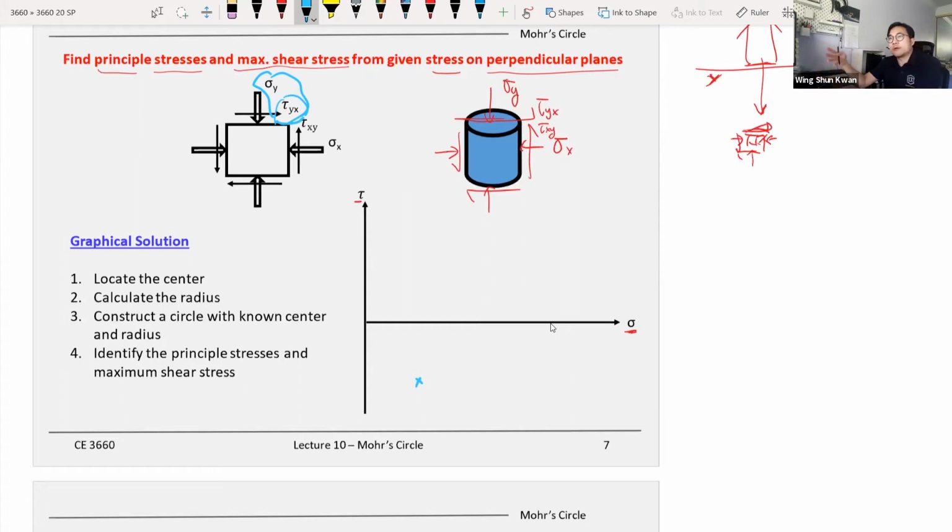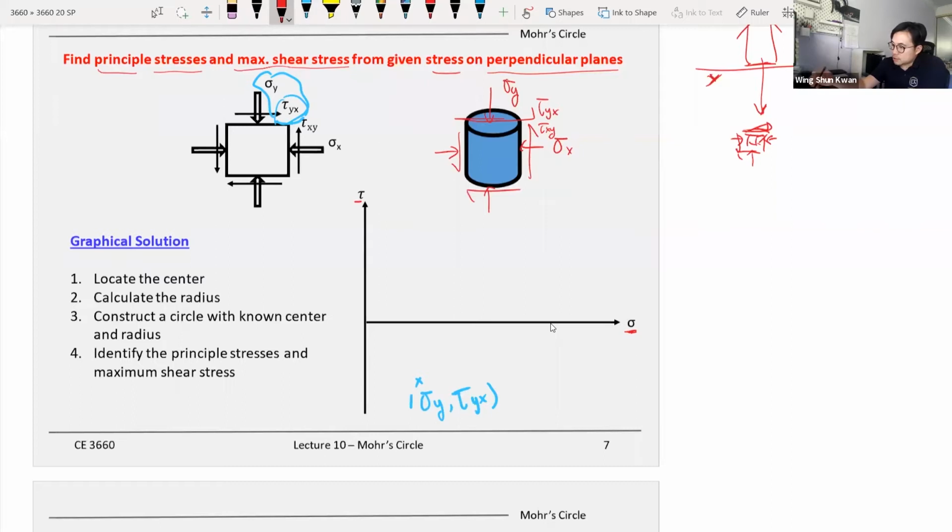It could be a real number. When you are actually doing this in the lab or in the field, you have the exact number, but now we try to generalize the whole scenario. So you have the coordinate pair of sigma y and negative, well, this is negative already, tau yx.